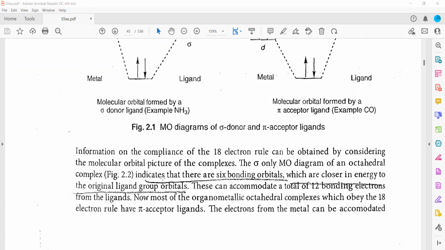Now, information on the compliance of the 18 electron rule can be obtained by considering the molecular orbital picture of the complexes. The sigma-only MO diagram of an octahedral complex, figure 2.2, indicates that there are 6 bonding orbitals which are closer in energy to the original ligand group orbitals. So these can accommodate a total of 12 bonding electrons from the ligands.